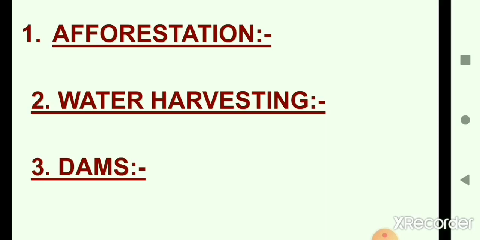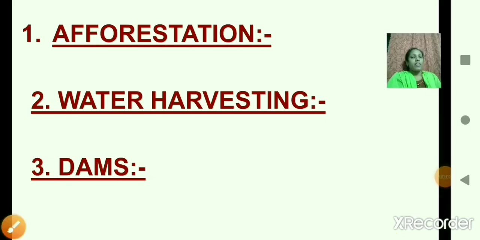And the third one is dams. Dams on rivers store excess water, and this water can be used in times of droughts. Children, here we come to an end of this topic. I hope everything is clear.